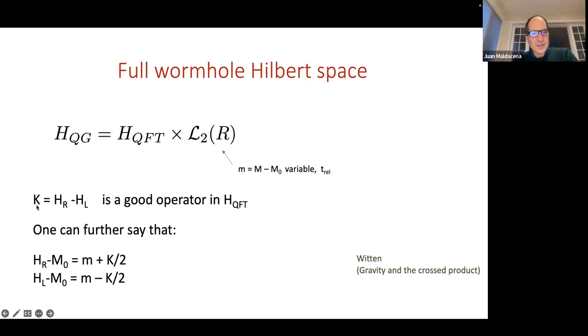So this operator K, which is defined to be h right minus h left, is a good operator in this part of the theory. And one can further say that h right minus some reference mass m0, so that's this little m. This little m is part of the empty wormhole degree of freedom. So these two are good operators.